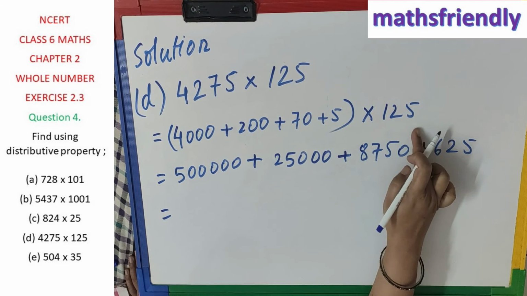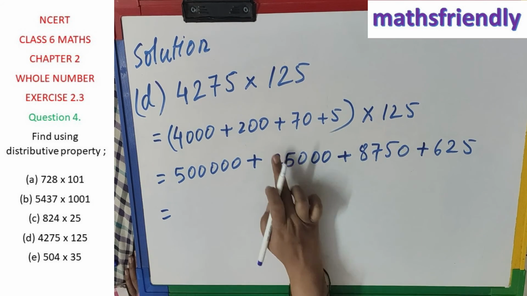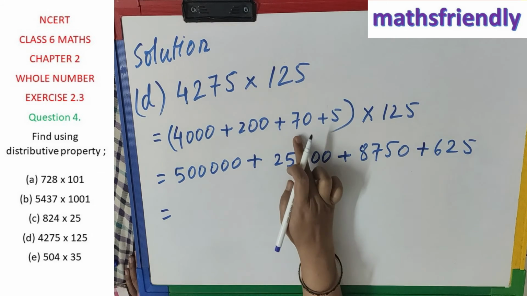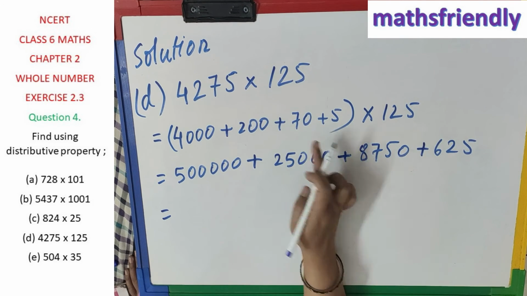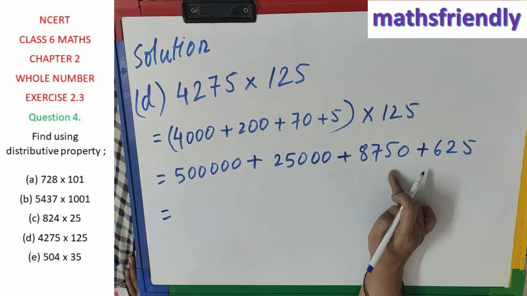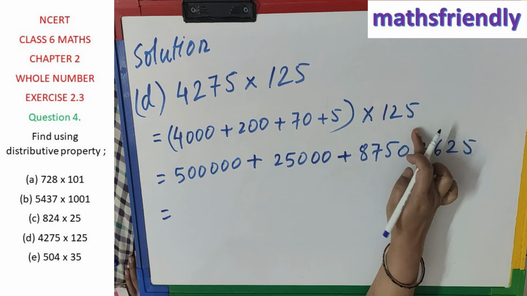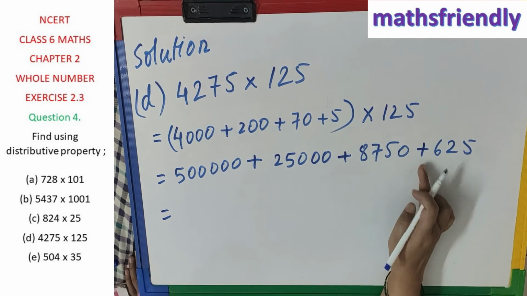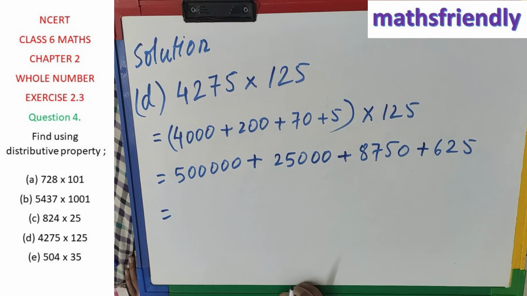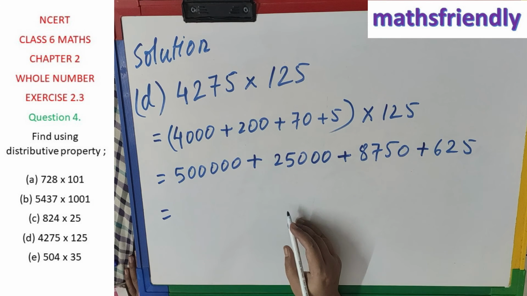200 is multiplied to 125, written here, and then the plus sign is there, so we have given the plus sign. 70 is multiplied to 125, written here. 5 is multiplied to 125, written here with the plus sign. Okay, now we have to add. How will we add? We can directly add these numbers.